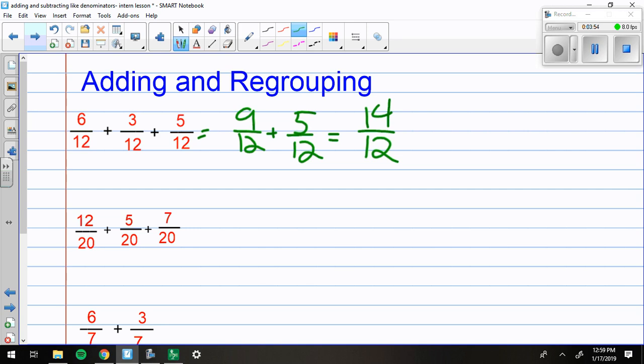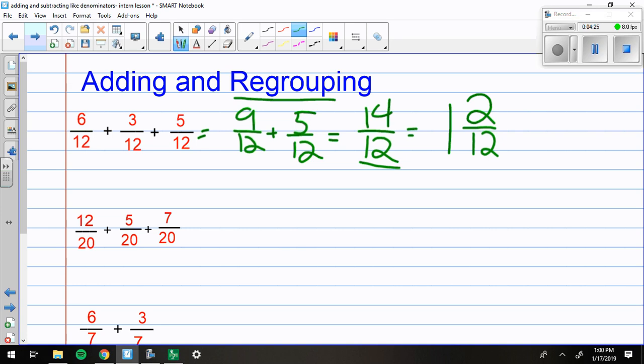Remember this for the rest of your life. You cannot leave an answer to any problem as an improper fraction. We cannot have 14/12. We have to regroup that. And in this case, regrouping just means changing it into a mixed number. 12 goes into 14 one time. There are 2 left over. 12 stays the same. My denominator stays the same.